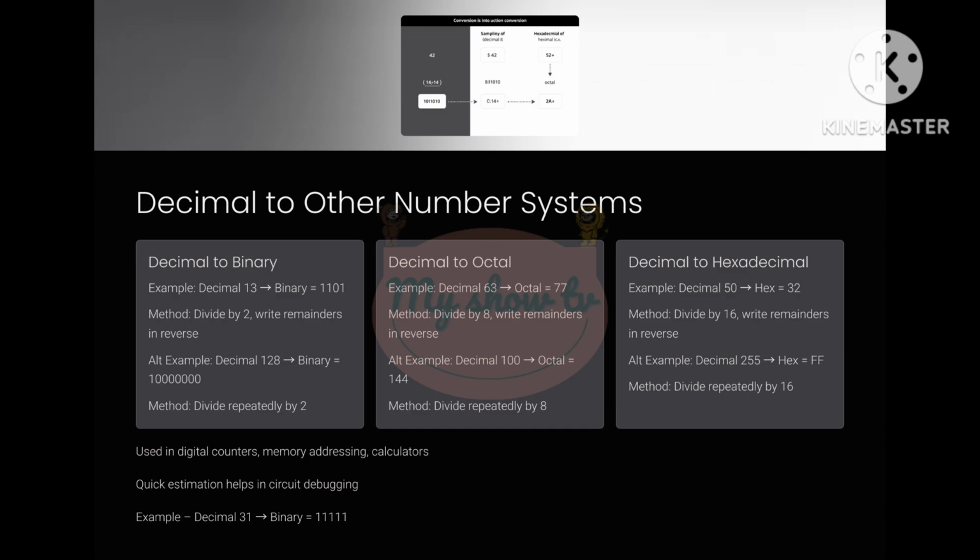The concept of positional value is also important. It tells us that each digit's value depends on its position, based on powers of the base. These conversions are widely used in digital circuits for encoding numbers in a format that hardware can understand.